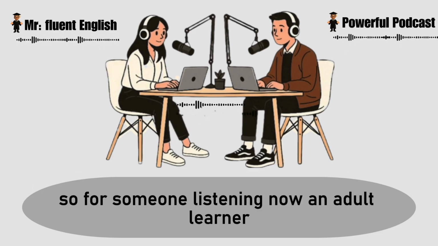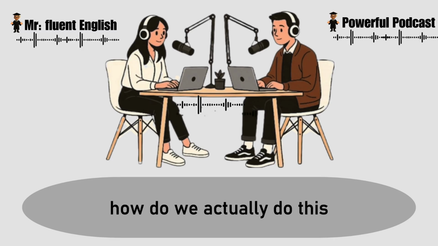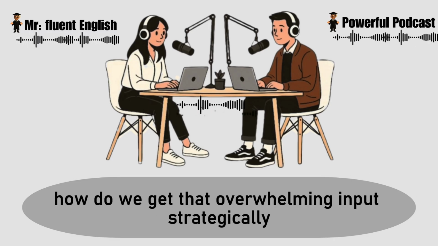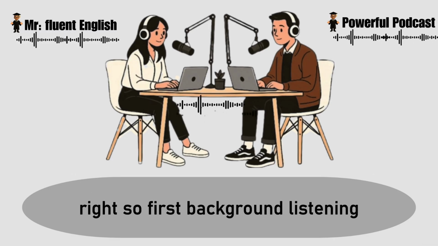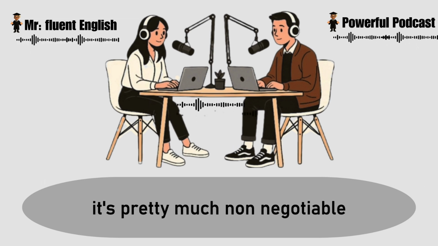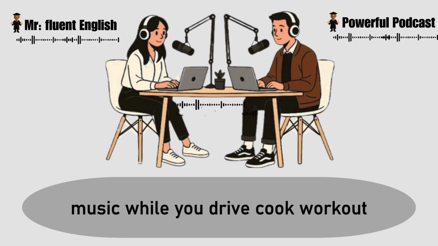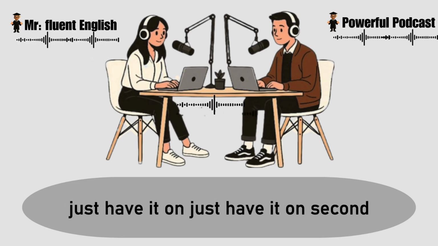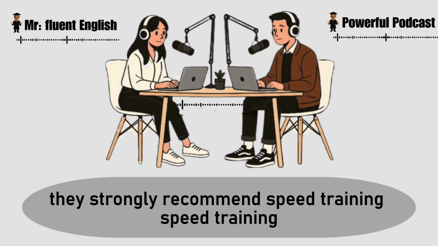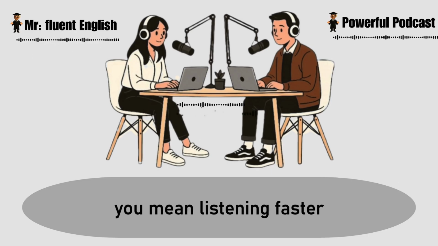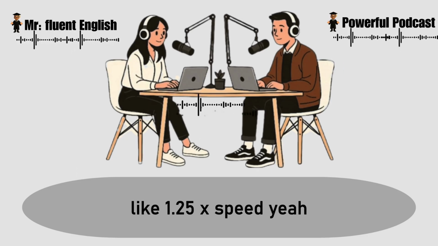Okay, so for someone listening now, an adult learner, how do we actually do this? How do we get that overwhelming input strategically? Right. So first, background listening. It's pretty much non-negotiable according to these sources. Podcasts, videos, music, while you drive, cook, work out. Just have it on? Just have it on. Second, they strongly recommend speed training. Speed training, you mean listening faster? Like 1.25x speed?